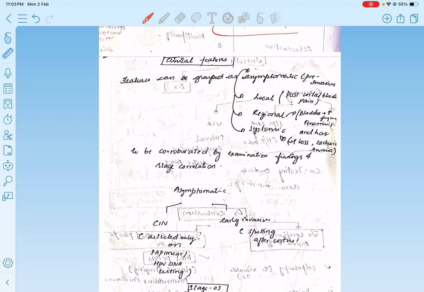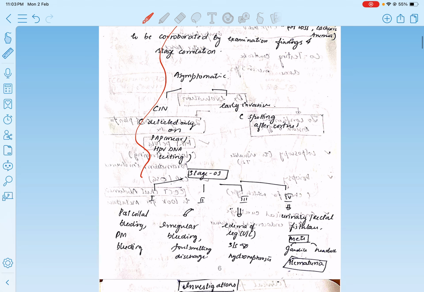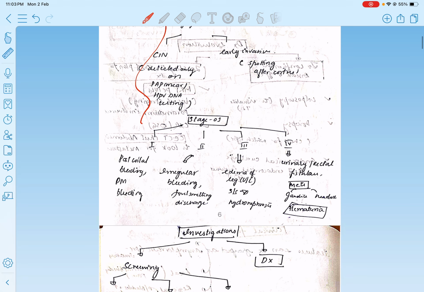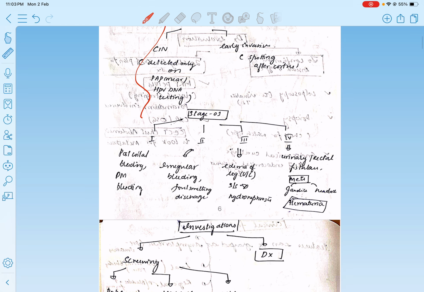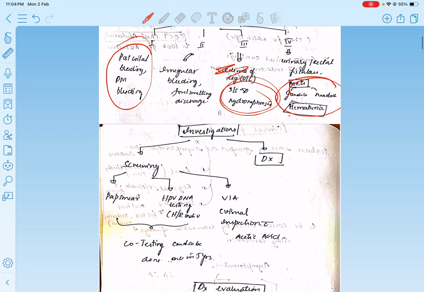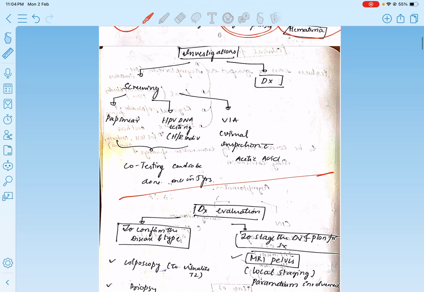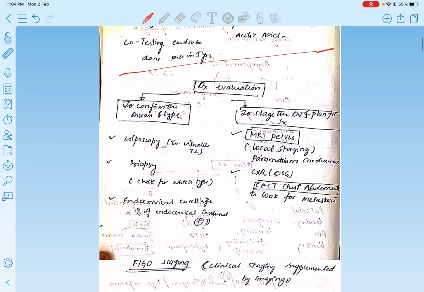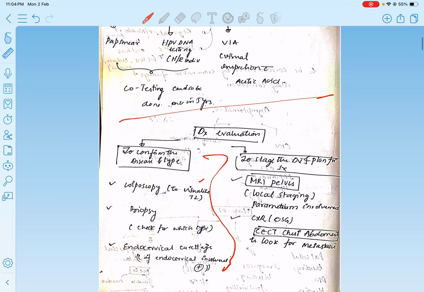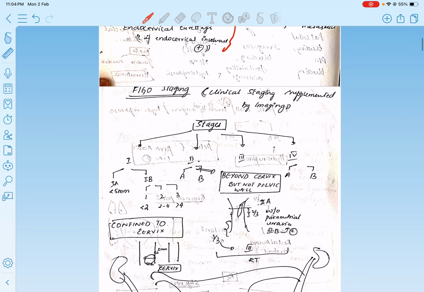Again as I told, for clinical features, make sure you go with the same thing which I have taught, writing stages first; I'll come to the stages later. Again you might get postcoital bleeding, and mention metastasis, which I have discussed, and screening. And one thing to confirm, this is the same thing, I'm not explaining much.